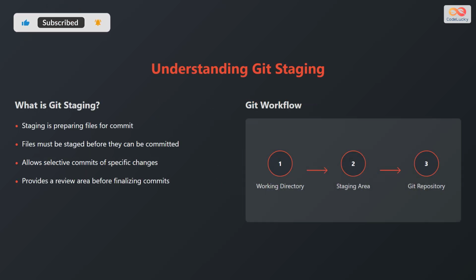Let's understand what Git staging means. Staging is essentially preparing your files for a commit. Before any changes can be permanently saved to the repository, they must be staged. The staging area gives you the power to choose exactly which changes you want to include in your next commit. This allows for selective commits of specific changes. It also acts as a review area, allowing you to double-check everything before committing.